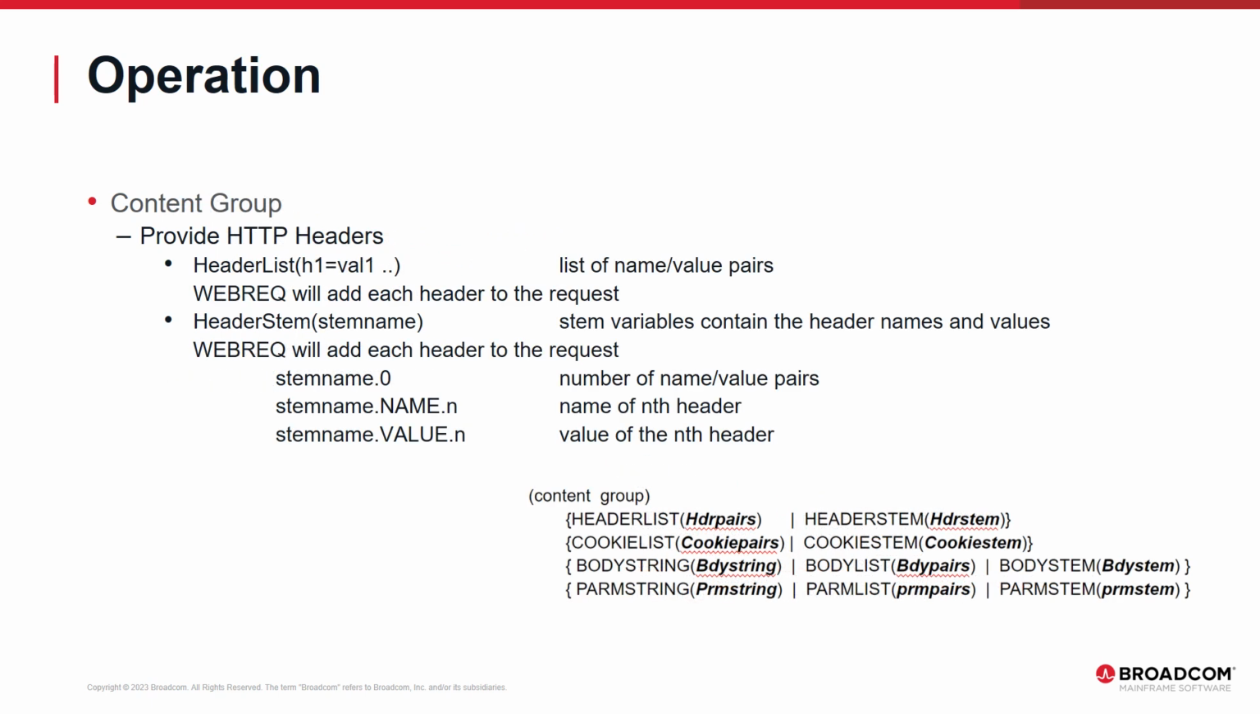The second group of keywords can be found in the content group. This is the largest group by nature since it will contain the meat of the request. The first two keywords in this group are used to provide the HTTP headers, either in a list or in stem variables. The next two keywords in this group are used to provide any cookies, either in a list or in stem variables, similar to the HTTP list or stem variables.